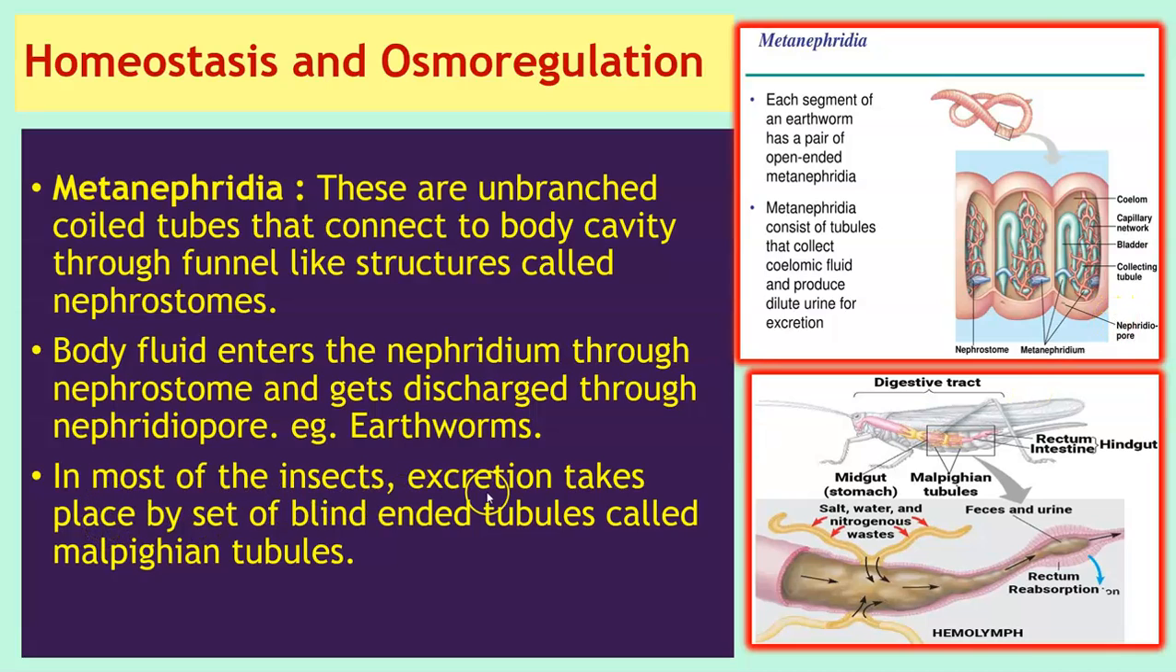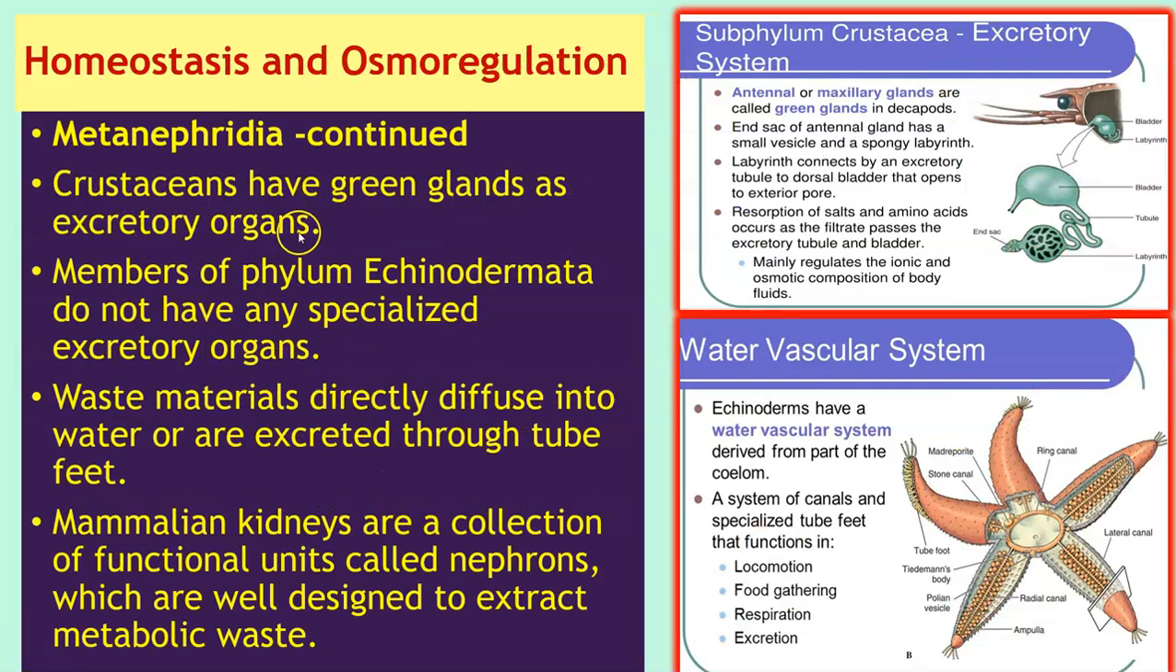In most of the insects, excretion takes place by a set of blind-ended tubules called Malpighian tubules. Here, this is the insect, and this is the Malpighian tubule. Here it is magnified. Crustaceans have green glands as excretory organs. These are the green glands.